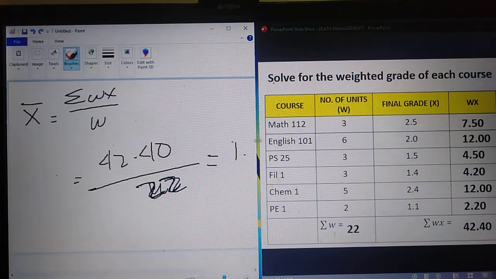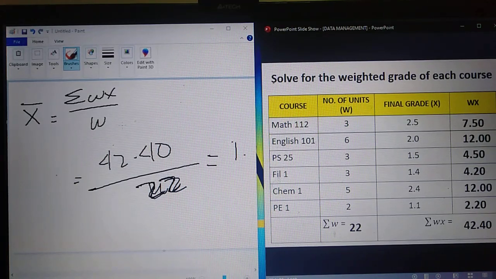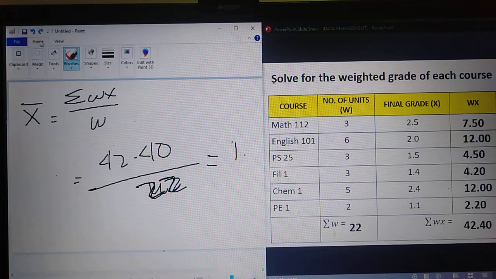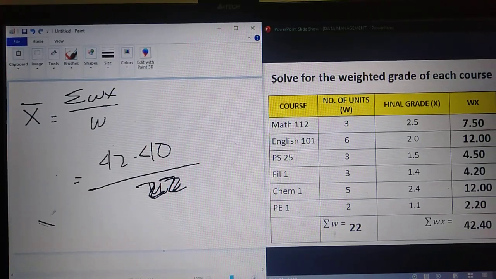We can get 1 point... wait lang ha, nagkaroon ng technical error. We can get... okay. We can get a weighted mean of what?